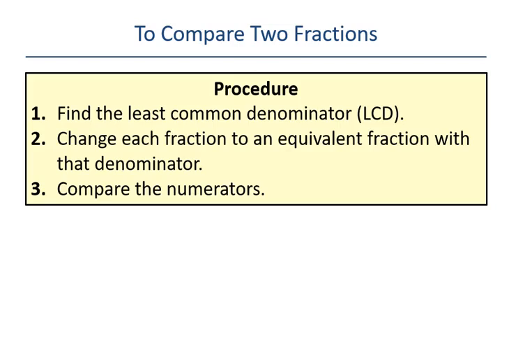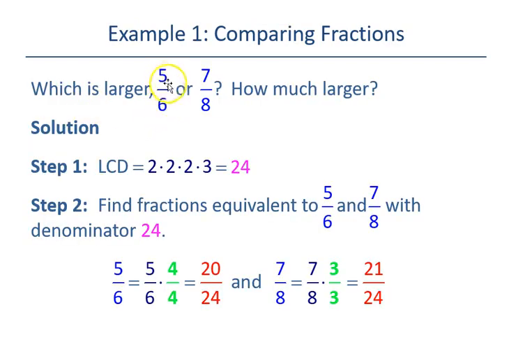Okay, let's just look at this for a second. Let's compare these fractions. Which is larger, 5/6 or 7/8? Well, how much larger? Notice the LCD is going to be 2 times 2 times 2 times 3, which is 24. Or notice that if we started writing out the multiples of 6, 24 will be the first time that they would both match.